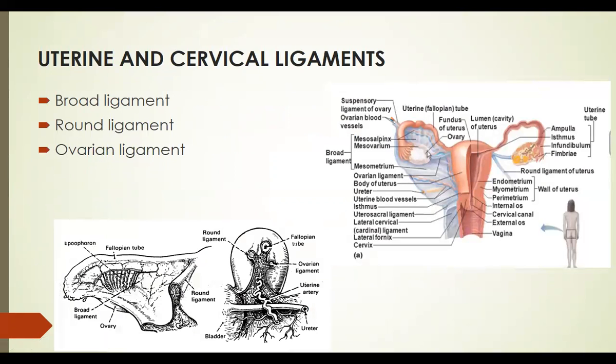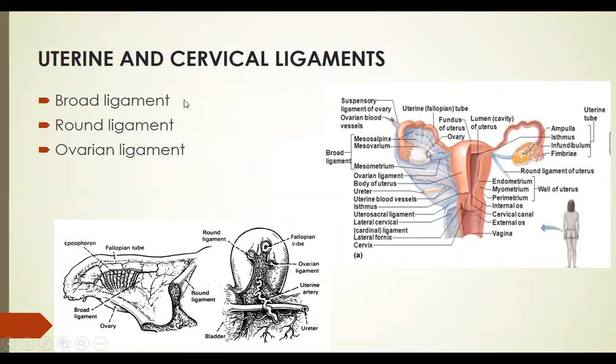Now coming to the uterine and cervical ligaments, there are three important ligaments: broad ligament, round ligament, as well as the ovarian ligament. As you have already seen, this is the broad ligament here. So the broad ligament includes the meso-ovarium, the mesosalpinx and the mesometrium. Meso-ovarium means the peritoneal fold covering the ovary, and the mesosalpinx means the fold of peritoneum covering the salpinx, that is the uterine tube, and the mesometrium means the part which is covering the uterus. So all these three are included within the broad ligament of the uterus.